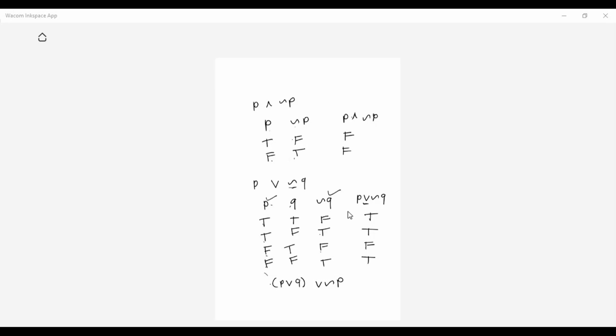So you can use a comma for the truth values. In the chat box, you have to type it. I hope everyone has got it. P or Q or negation P. Okay.